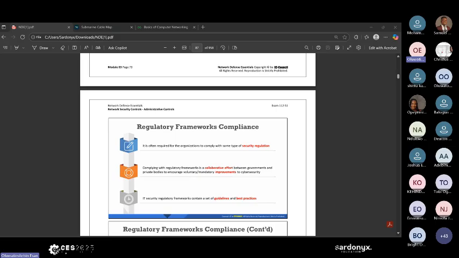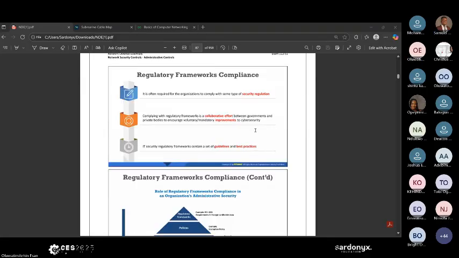Now, complying with regulatory frameworks is a collaborative effort between government and private bodies to encourage voluntary and mandatory improvements to cybersecurity, because it's a wide space and sometimes people make a lot of mistakes. And that's why compliance is very important. That means the way you do things, the policies you follow to do things, and a lot of things like that. Now, a security regulatory framework contains a set of guidelines and best practices. That means what to follow, right? The best way to do something. So that is regulatory framework compliance.